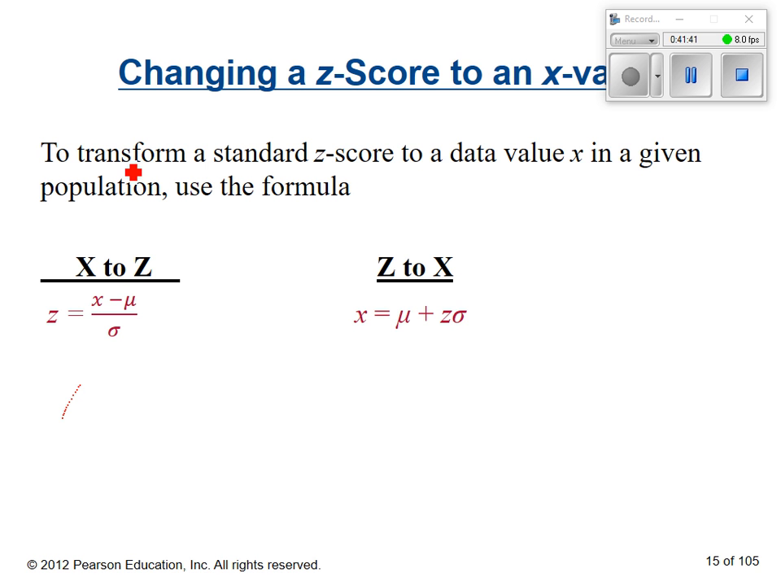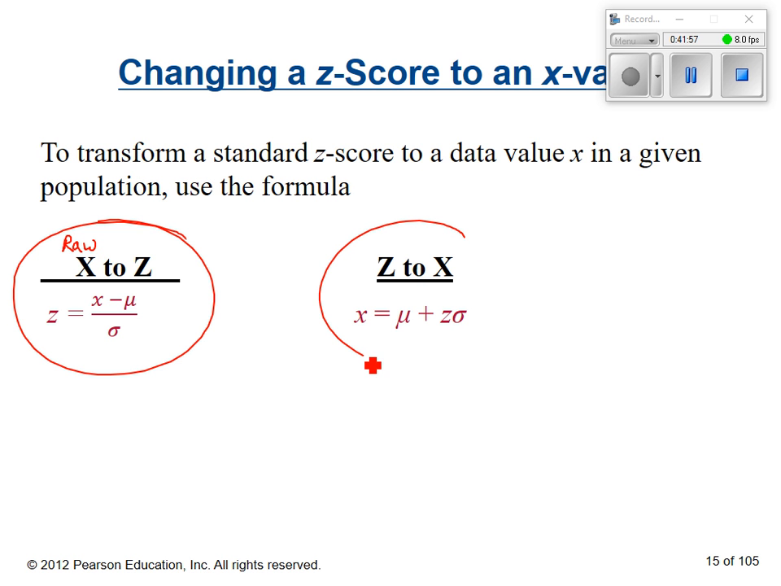I think we wrote this down, but you might want to jot it down again. If you're changing a raw score, an x, to a z-score, remember to use that formula, z equals x minus mu over sigma. If you're changing a z-score back into a raw score, then use x equals mu plus z times sigma. We wrote that down a couple minutes ago, but it might not be a bad idea to have it down a second time. As a matter of fact, this formula looks a little different than the way we wrote it down. Still does the same thing, just backwards.